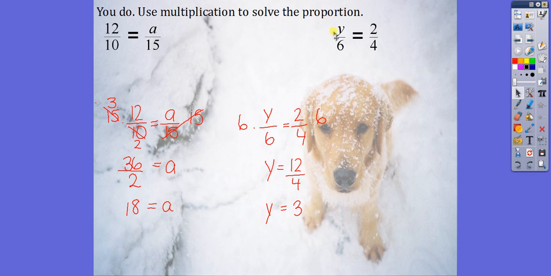In this one, y over 6 equals 2 over 4. You multiply each side by 6, and I just chose to multiply this time. 12 divided by 4 is 3. If you chose to simplify, these share a factor of 2, so you would have had 6 over 2, which still would have given you the answer of 3.